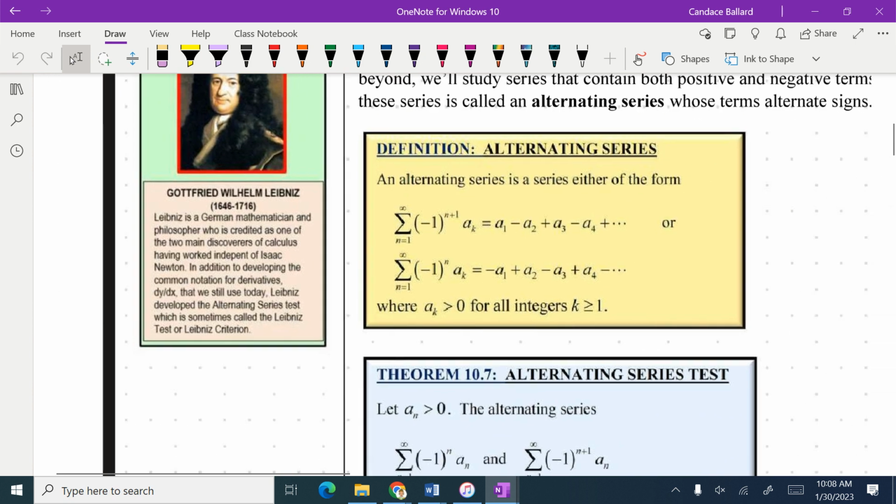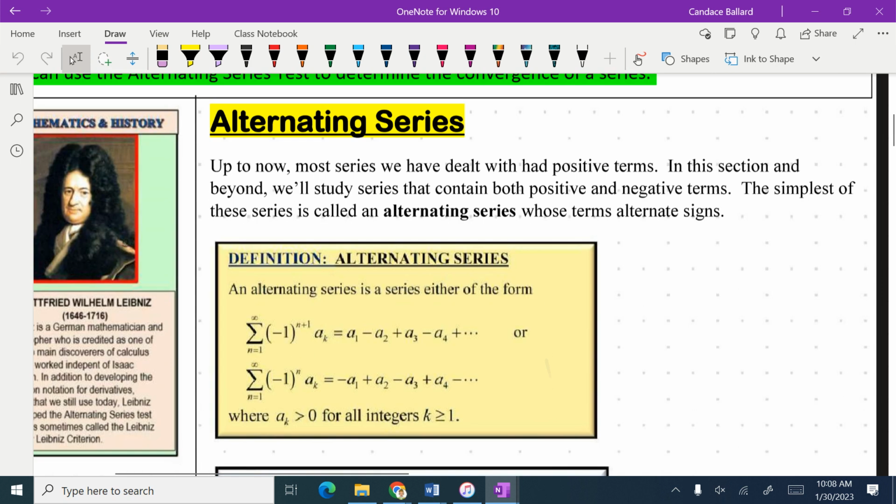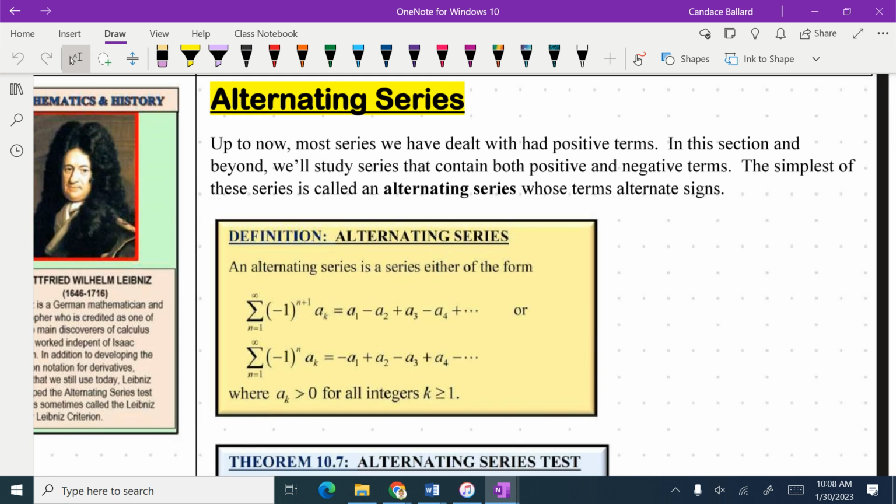We've only talked about positive terms in a series so far. It is possible that our series alternates terms, and we saw that a little bit when we were talking about just creating series. You'll notice that we've got that negative 1. It either goes (-1)^n or (-1)^(n+1).